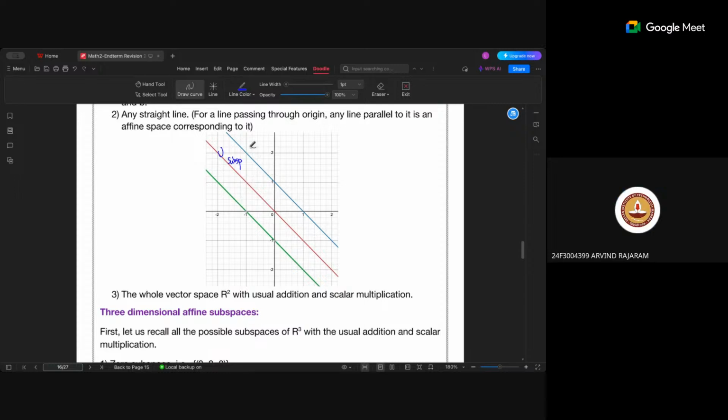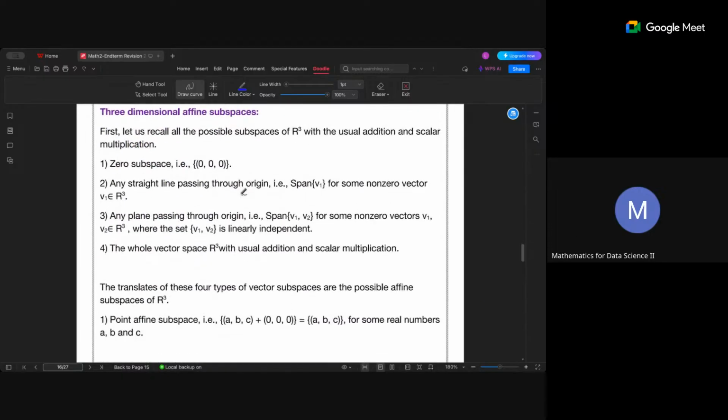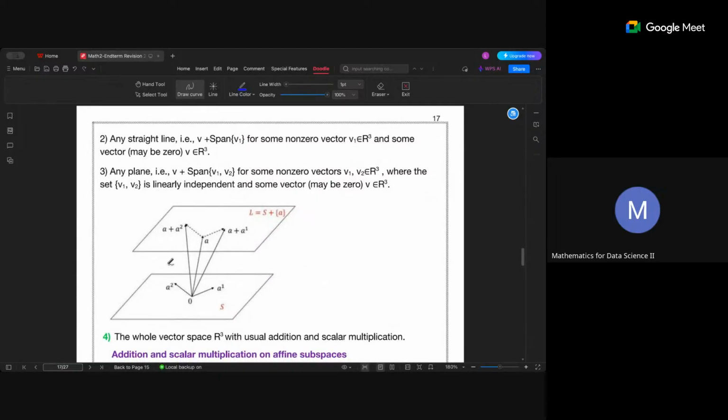They are affine subspaces, because for affine subspaces, the visualization is that they are lines parallel to the subspace. Any line parallel to this kind of subspace is an affine space. The same thing in three dimensions: how do you visualize it? Any plane parallel to a plane passing through the origin. So this is a plane passing through the origin, so this is a subspace, and this is a parallel plane, so you know that this is an affine space.